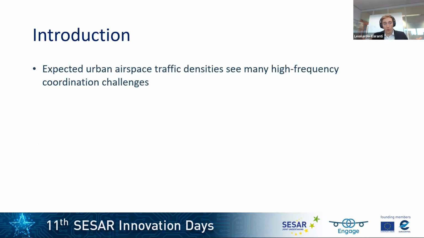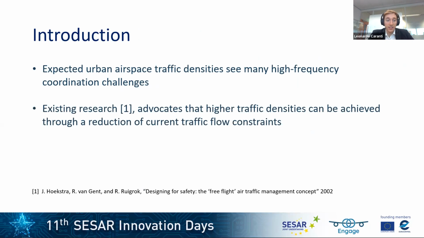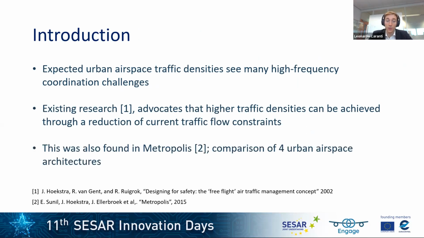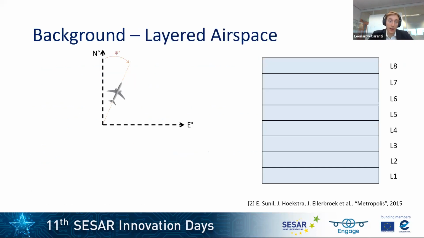Right, so as most of you probably already know, the expected urban airspace traffic densities for the future see many high-frequency coordination challenges. However, existing research does advocate that higher traffic densities can be achieved through a reduction of current traffic flow constraints. This was also found in the Metropolis project, where a comparison of 4 different urban airspace architectures was carried out. One of these was the so-called layered airspace.